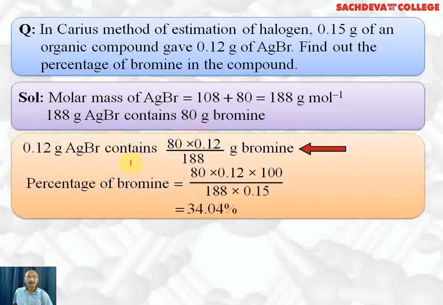0.12 gram of AgBr will contain 80 into 0.12 divided by 188 gram of bromine. Percentage of bromine will be 80 into 0.12 divided by 188, into 100 divided by 0.15, which is the weight of organic compound. On calculation we get 34.04%, and this is the percentage of bromine present in the given compound.